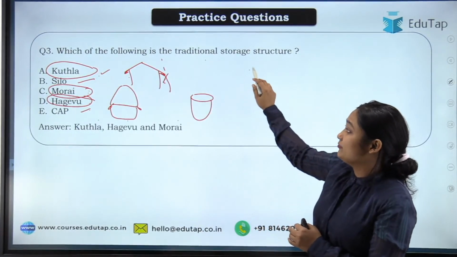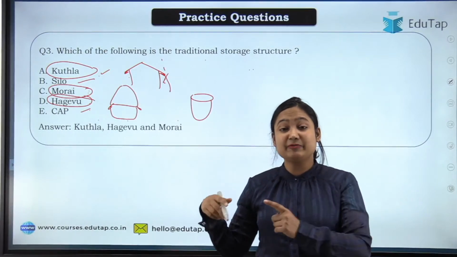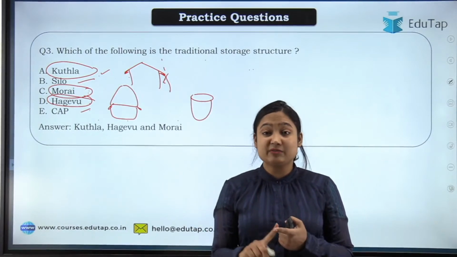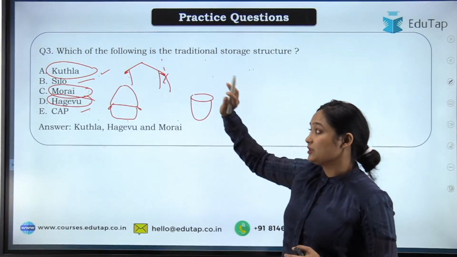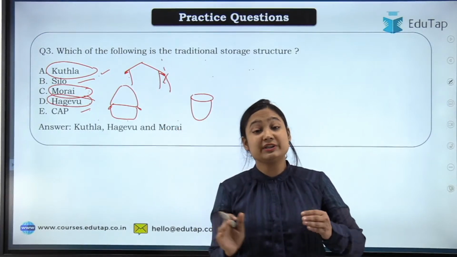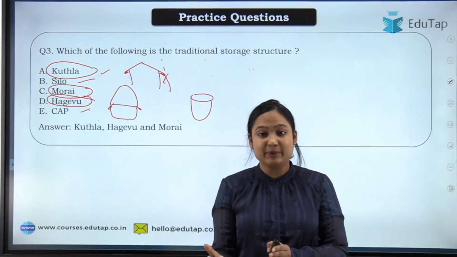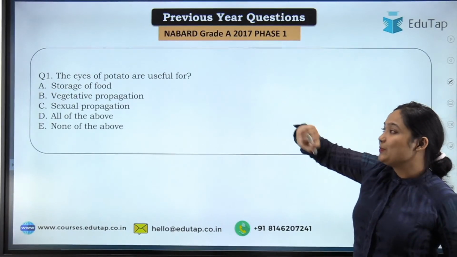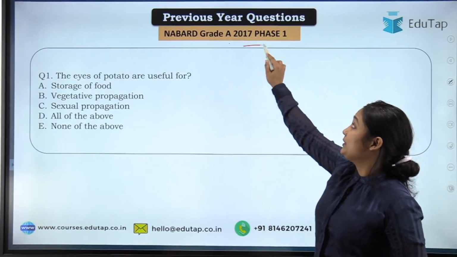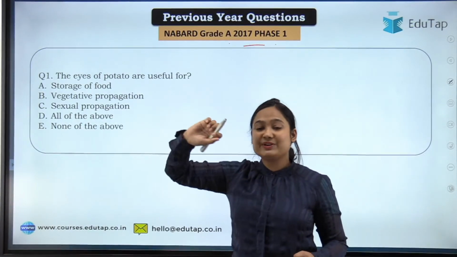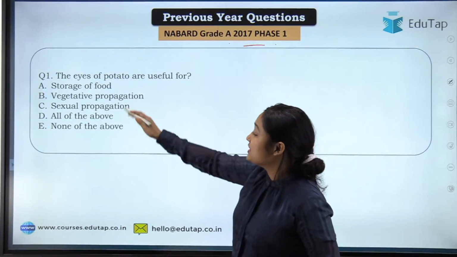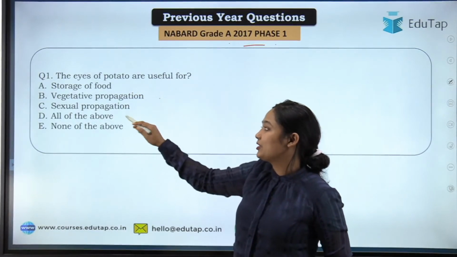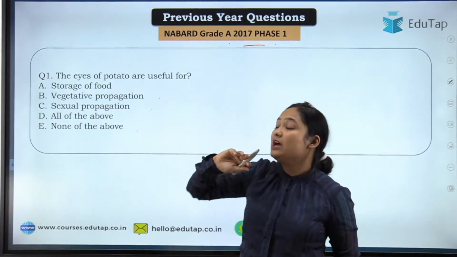And again, when we are talking about agriculture engineering, before 2018 there was one question in 3 years, but in 2021 it seems NABARD is now exploring this topic too, so there can be 2 or 3 questions this time. Now moving to the next. Talking about plantation, in NABARD Grade A 2017 phase 1 there was a question from vegetative propagation: the eye of potato is useful for what? Your options are storage of food, vegetative propagation, sexual propagation, all of the above or none of the above.